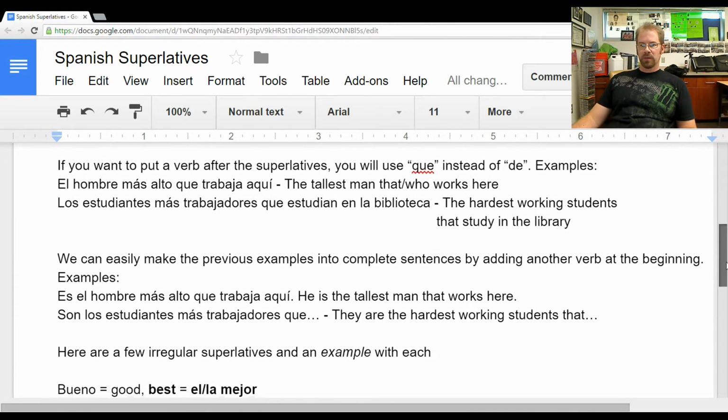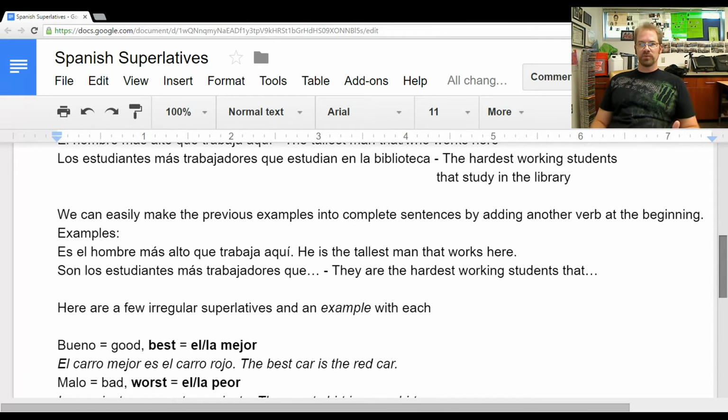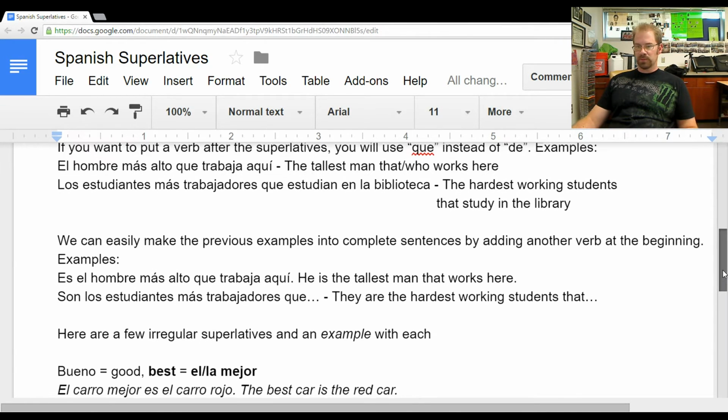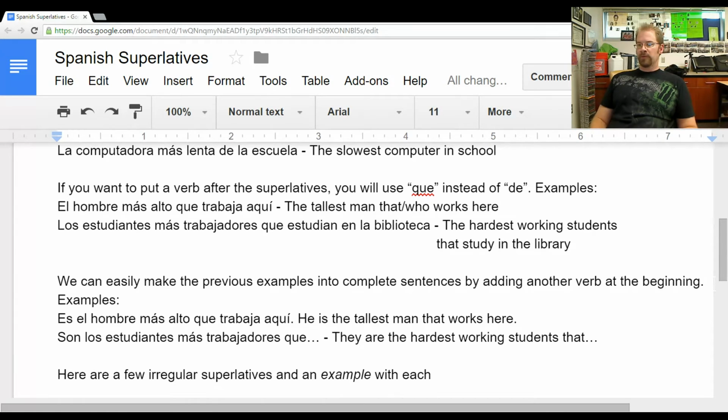Let's keep going down, and let's look at making these previous examples into complete sentences. How about I scroll that back up so you can see the original and then the new ones. And we're going to do this by adding another verb at the beginning of the sentence. Really simple. So the examples are, es el hombre más alto que trabaja aquí. He's the tallest man that works here, or the tallest man who works here. Son los estudiantes más trabajadores que estudian en la biblioteca, would be they are the hardest working students that study in the library. So you can see that you can make these into sentences really quite easily if you want to.